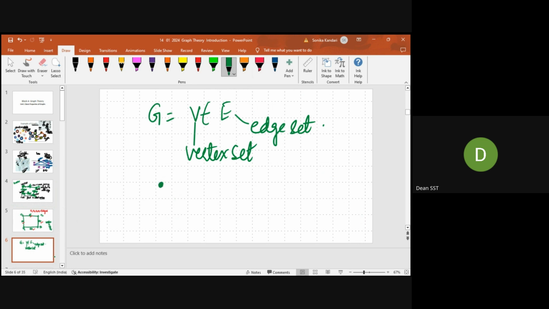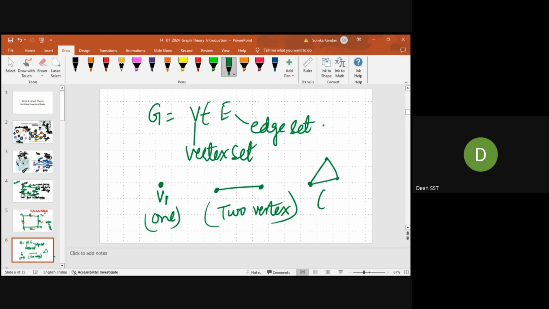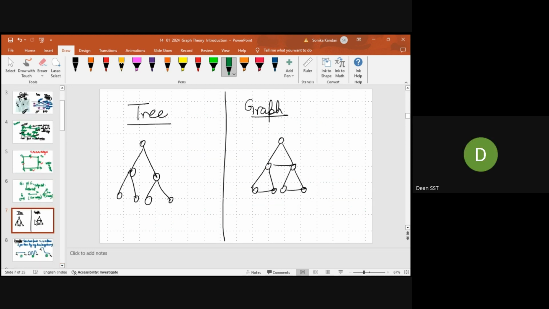This is also a graph with one vertex. This is also a graph with two vertices. This is also a graph with three vertices. Is it clear? V1, V2, and V3. All three are graphs. Is it clear, class? Yes, ma'am. Okay. These are the graphs.